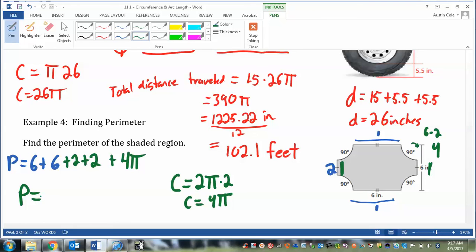What'd you guys get? 28.57. Can you say that again? 28.57. Is that what you guys got? Awesome. So the perimeter around this figure is going to be 28.57. What's our units again? Inches. Awesome. Anybody have any questions on that one?